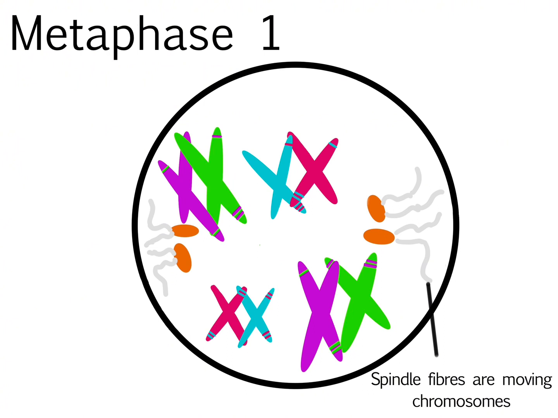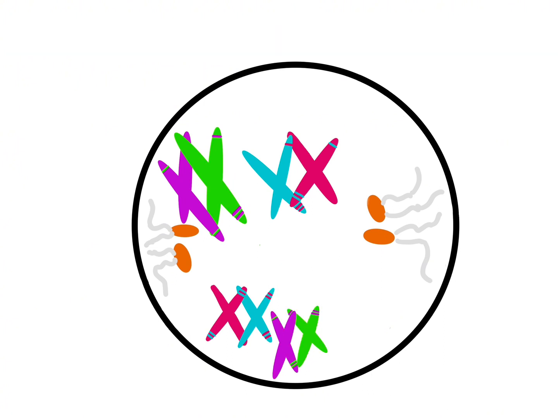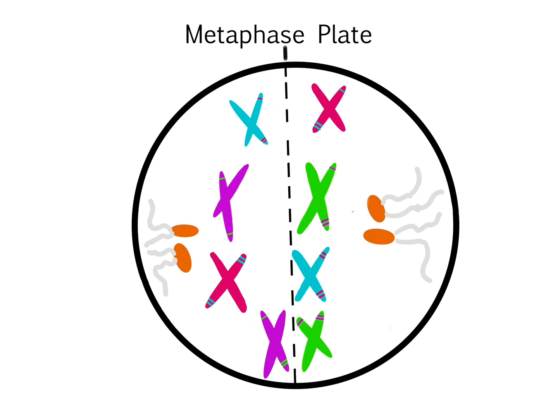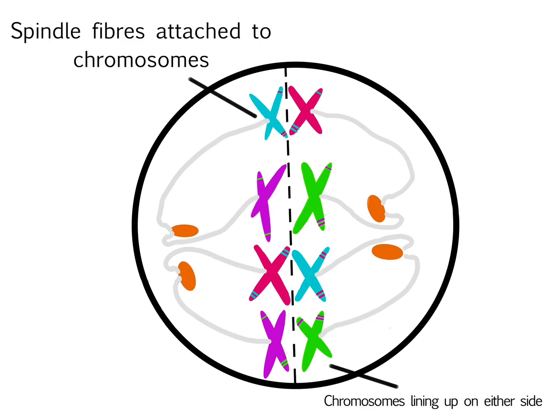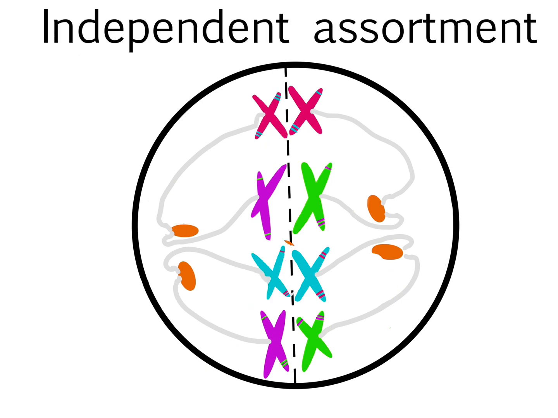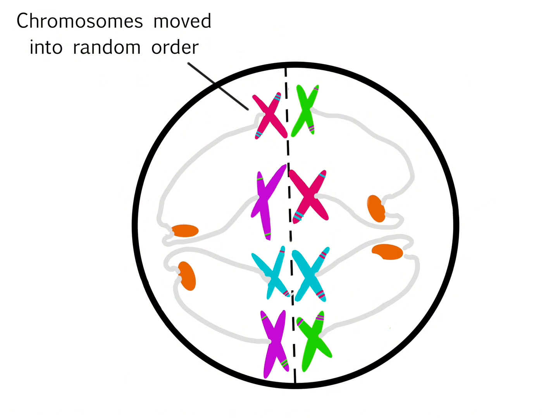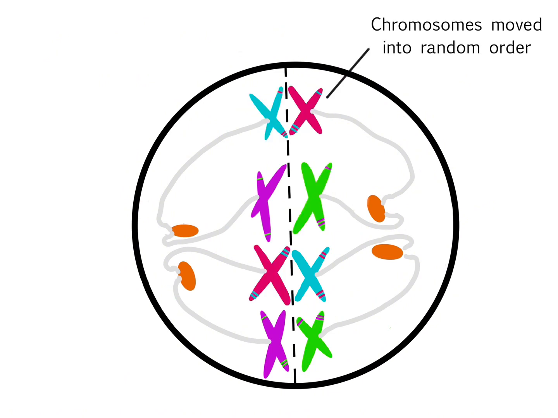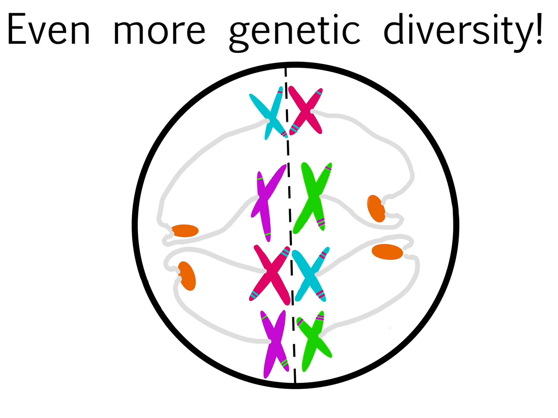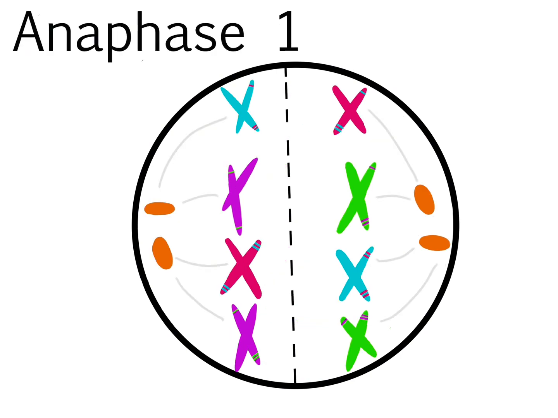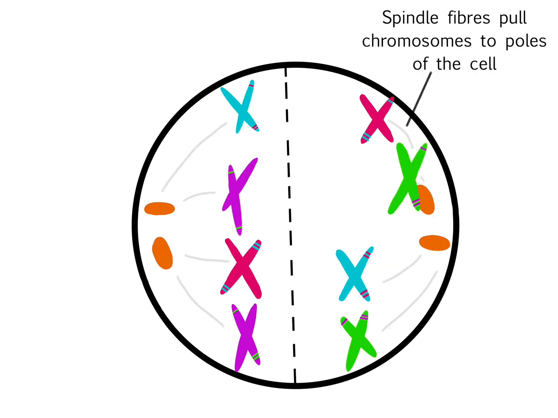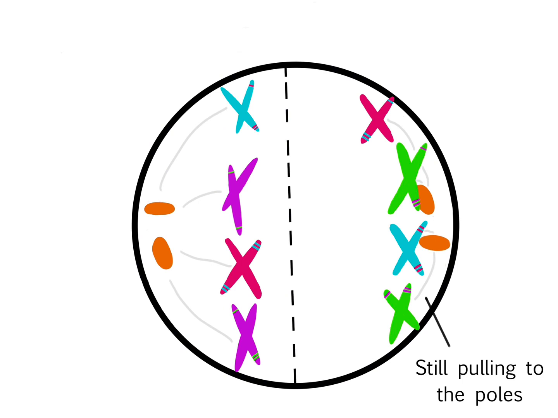The homologous chromosomes are moved by the spindle fibers to line up on either side of the plate, unlike meiosis 2, where the chromosomes are on the plate. This is when independent assortment occurs, meaning the pairs of chromosomes are being lined up on the sides of the plate in random order. Again, this is a process used to create even more genetic diversity, and there are so many possibilities. Anaphase 1 is when the spindle fibers pull the homologous chromosomes to the poles of the cell while still staying together.